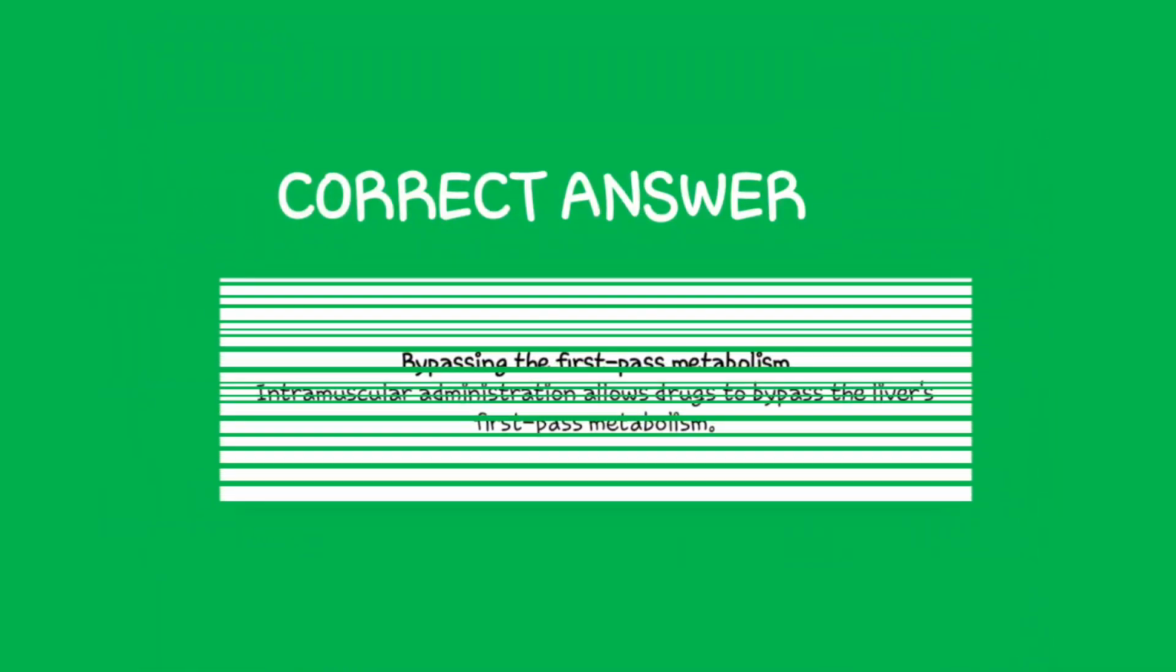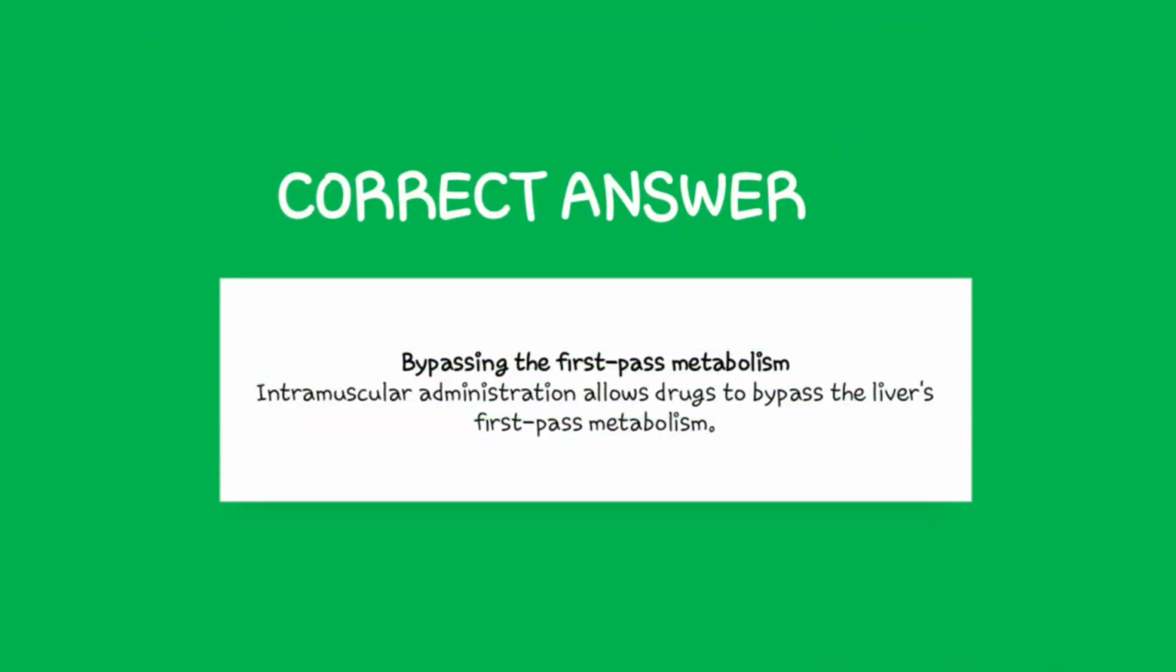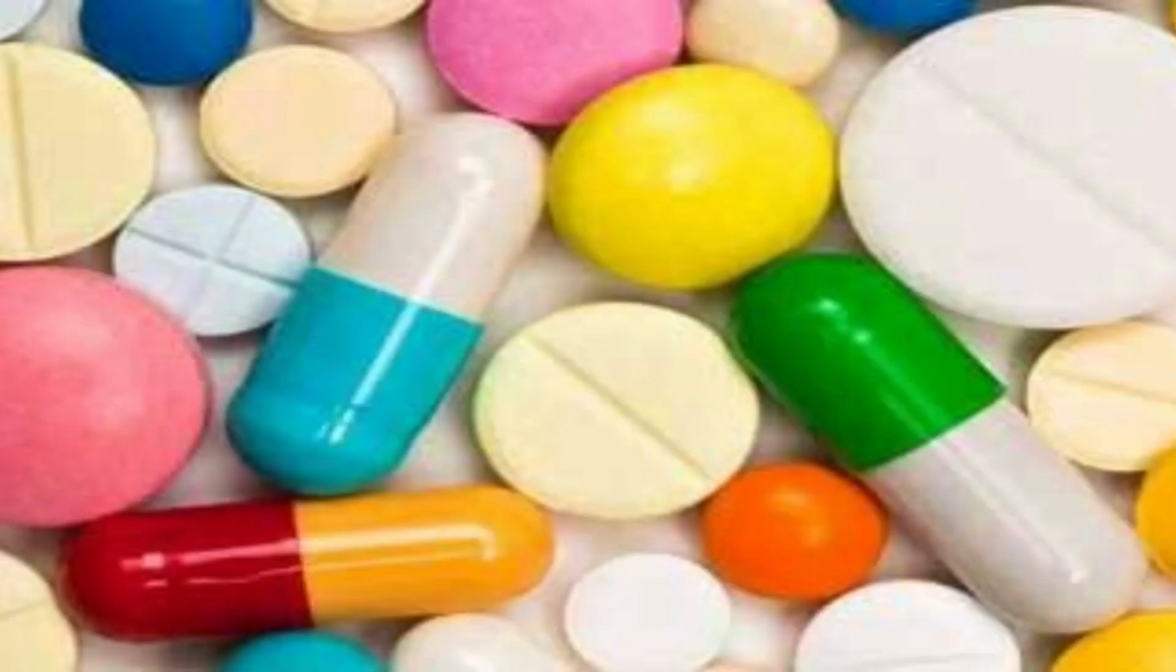So, the correct answer for this question is bypasses the first pass metabolism. Intramuscular drug delivery allows drug to bypass liver's first pass metabolism.